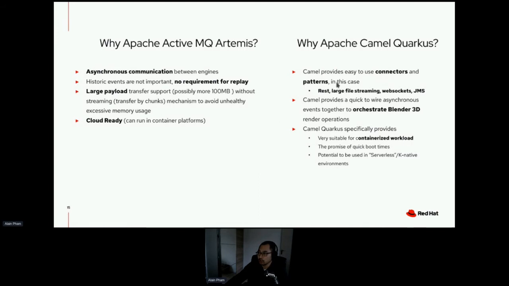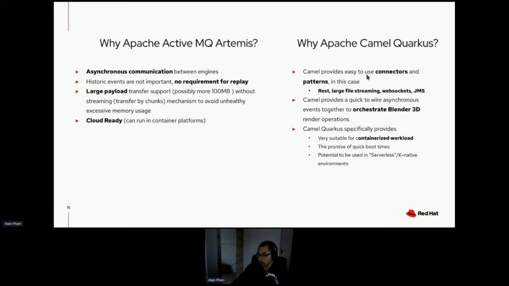And so then the next piece is, why did I choose Apache Camel and Quarkus in that situation? So Camel is an integration framework. It offers around 200 connectors and patterns that you can reuse very easily to build your integrations. And so, just for simplicity, it was very convenient to use here in order to orchestrate all of the operations between the events that are coming through ActiveMQ and the Blender engine.